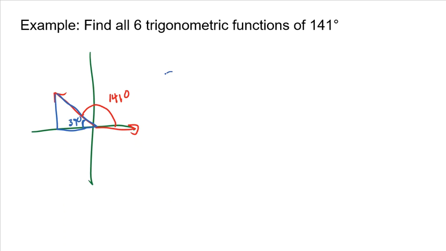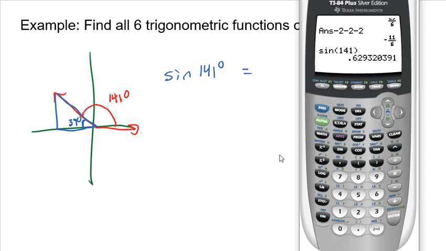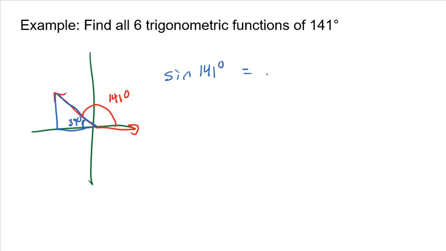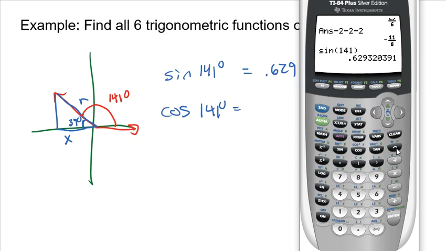So sine of 141 degrees would be the same as sine of 39 degrees. They're reference angles. I don't know that; that's not one of my special angles. That's why I'm going to go to my calculator. It's 0.629. It's positive. I'm in quadrant 2. In quadrant 2, y's are positive. Now check this out. Cosine of 141. That's going to be the x value divided by the radius. But I don't know what the x value is. I don't know what the radius is. Doesn't matter. You have a calculator.